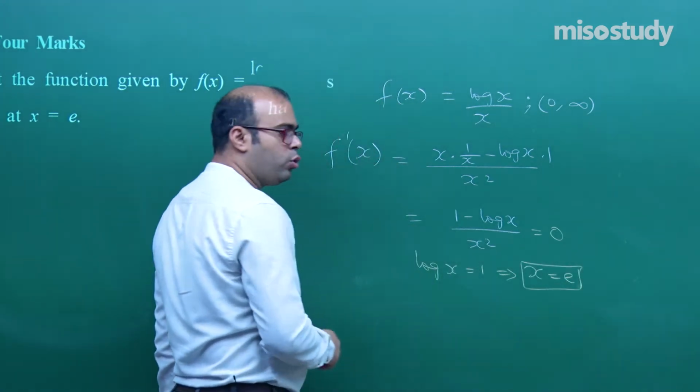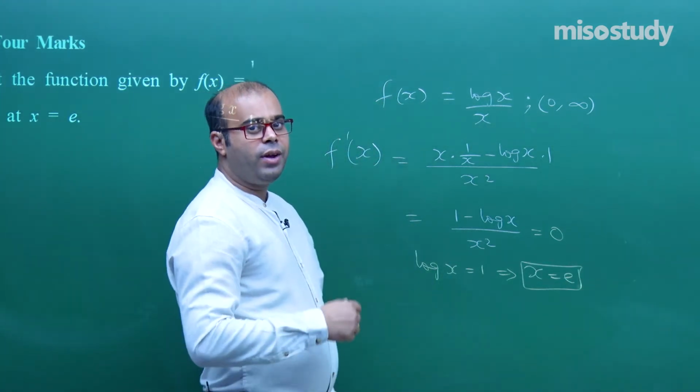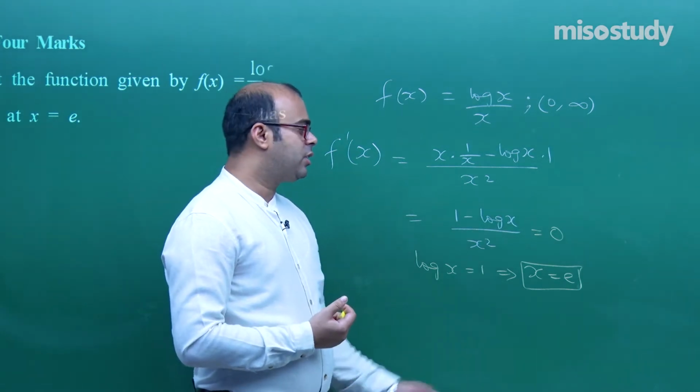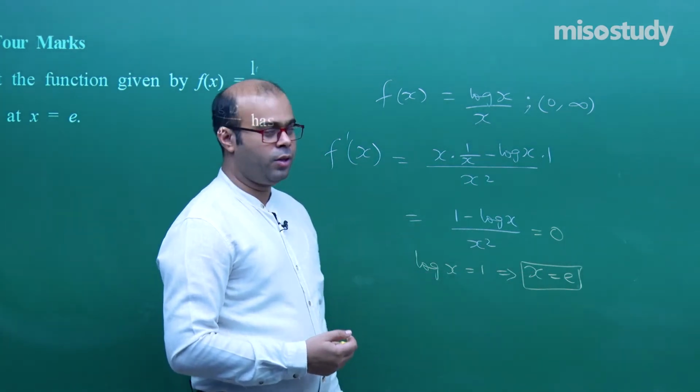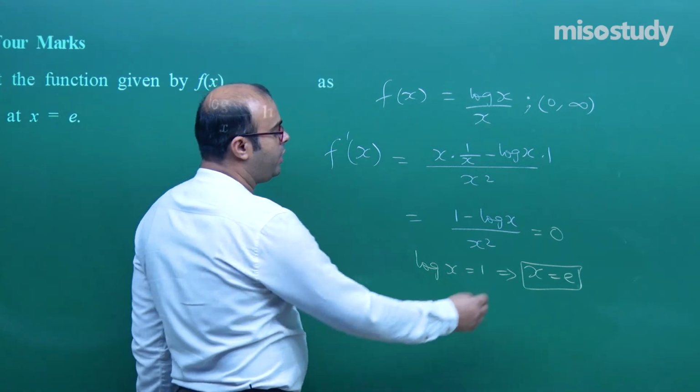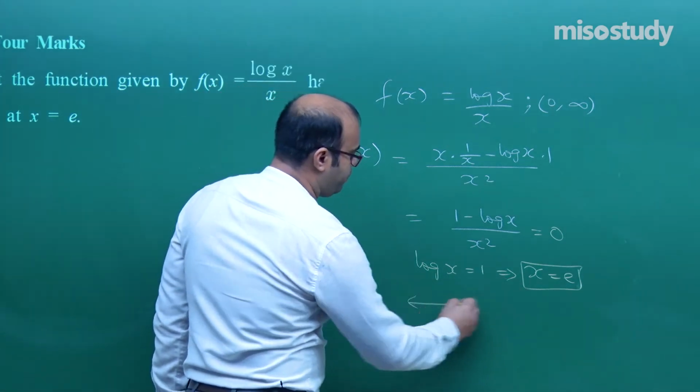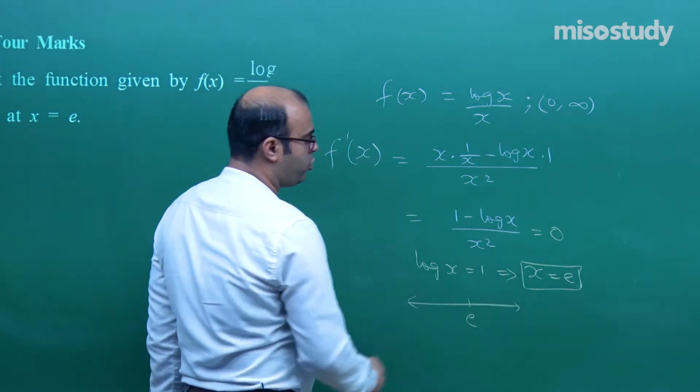Now we know x equal to e is a critical point. Now what we have to do is find whether this critical point is maxima or not. That is what we have to prove. So we will take values left of e. This is e, values left of e.